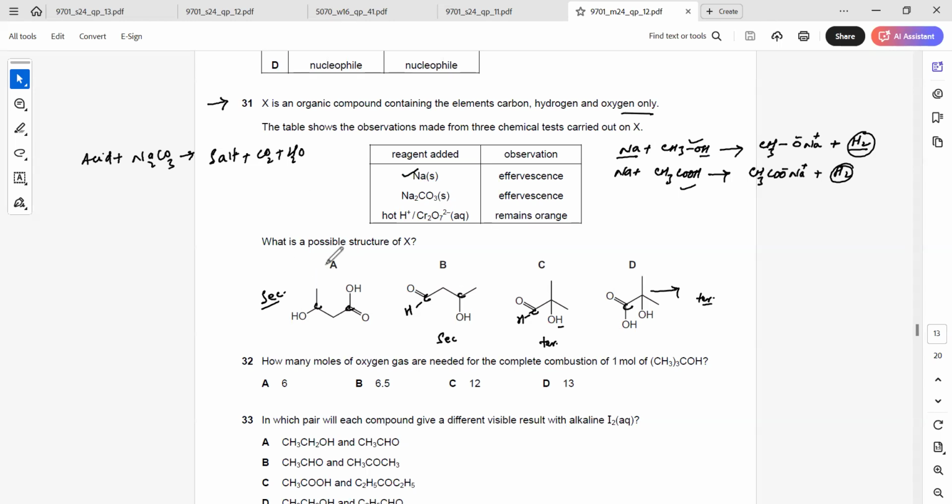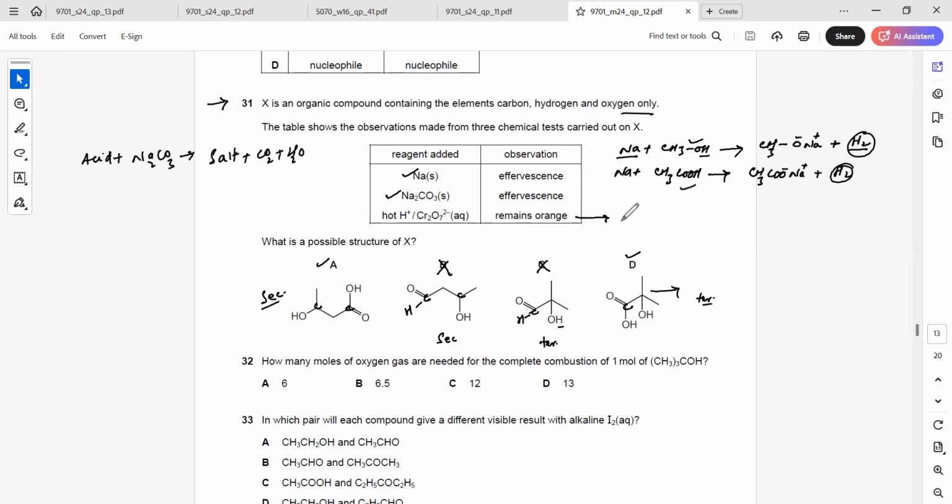So in these options, A has a carboxylic acid group. It will show effervescence with this. B doesn't have an acid, so B is not showing effervescence. C is also not showing effervescence because there is no acidic group in it. And D is having a carboxylic acid group. So it will also show effervescence. So now we have to decide between A and D. Now, last one, they are saying hot acidic potassium dichromate remains orange.